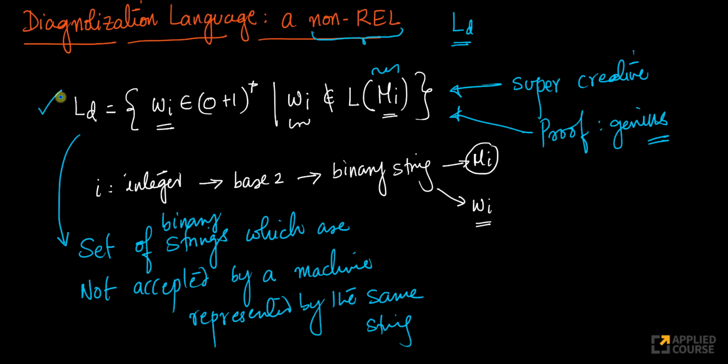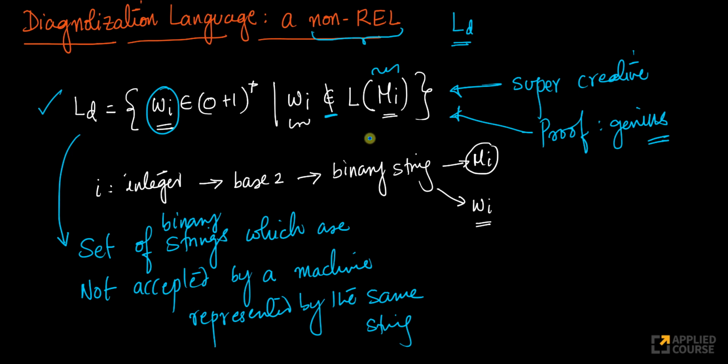So first, I hope you understood what the diagonalization language is. Now the next question we are going to ask, again, very important. Basically, the diagonalization language is a set of binary strings which are not accepted by a machine that is represented by the same binary string. Right? So very simple concept here. Once you get it, that's it.